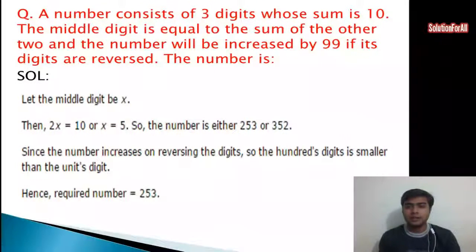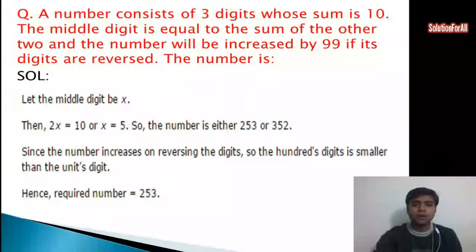A number consists of three digits whose sum is 10. The middle digit is equal to the sum of the other two, and the number will be increased by 99 if its digits are reversed. So let us consider the middle digit first, because we have been talking about the middle digit over here. So let the middle digit be x, then 2x will be equal to 10 and x is equal to 5. It is given over here that the sum is 10, and we have got the value of x as 5. So the number is either 253 or 352.